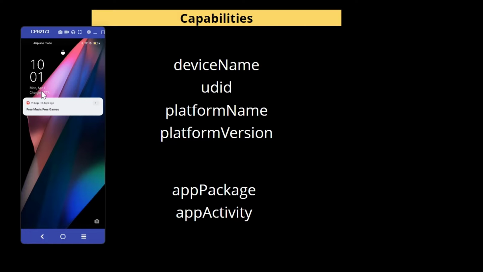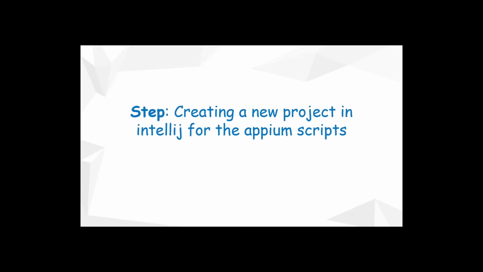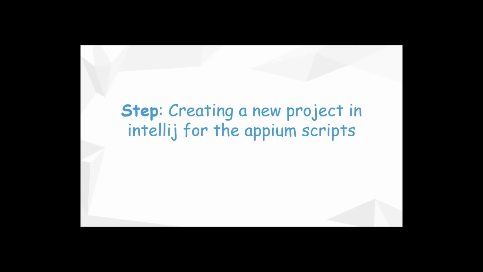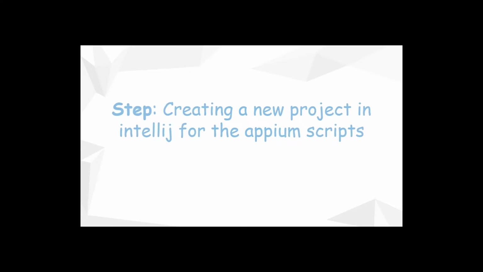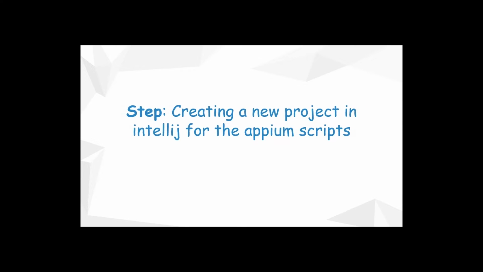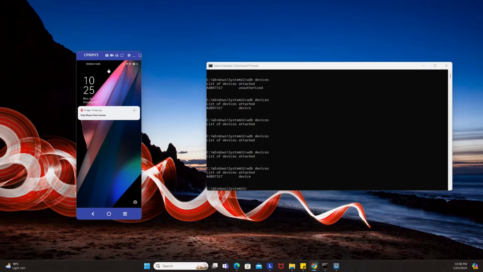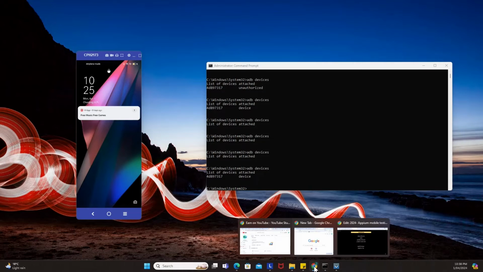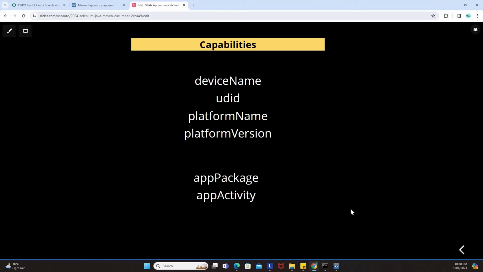Once you have these details, let's move on to the scripting part, creating a new project specifically for Appium. All right, now that we have got our mobile attached to our machine, and we have understood these parameters of the capabilities that we wanted, now let's try to create the project.